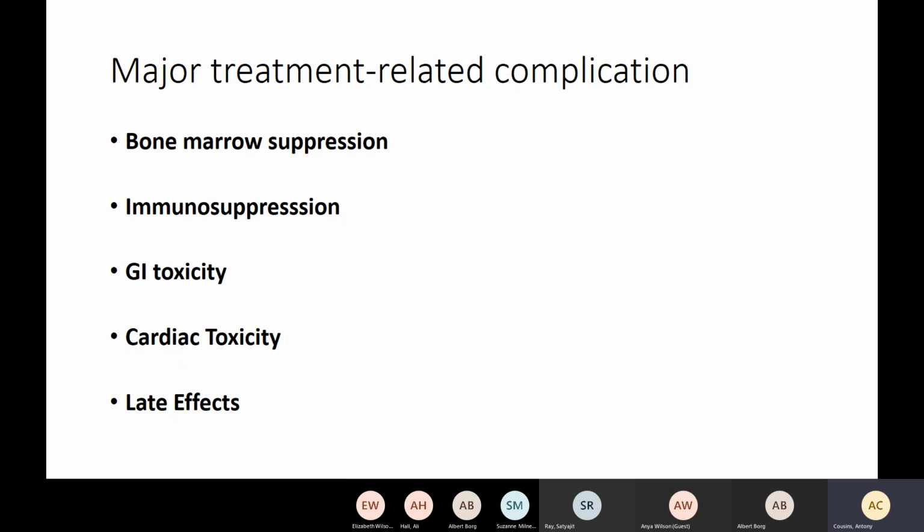You can get very bad GI toxicity. The anthracyclines that we use quite a lot of in quite high doses can cause cardiac toxicity. That's one of the major limiting factors in our treatment of children with AML. And as well as all this, there are potential late effects, of which the most dramatic is probably secondary cancers in 10, 15, 20 years down the line.